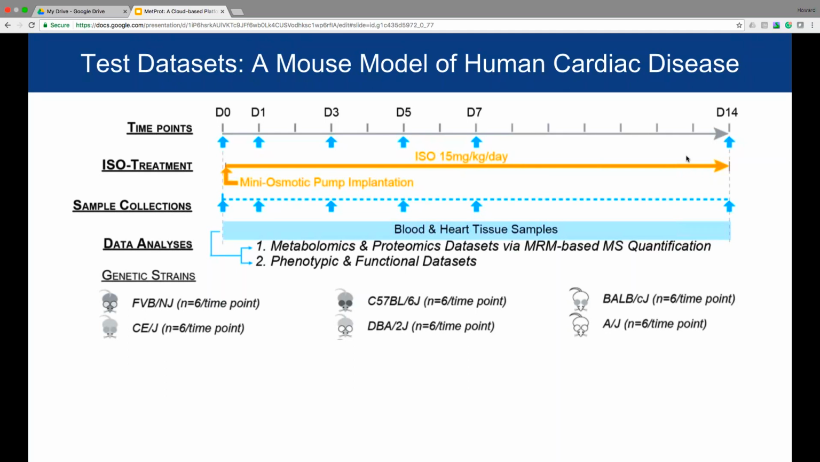To do so, mice continuously received isoproterenol through a pump for up to 14 days. And plasma and heart tissue samples were collected 1 day before the treatment and several days after the treatment. Along with these sample collections, we have measured the phenotype, the heart weight to body weight ratio, which indicates the condition of the heart. And we replicated the experiments in 6 common genetic mouse strains to make sure that the computational pipeline that we are developing is more likely applicable to heterogeneous data sets.